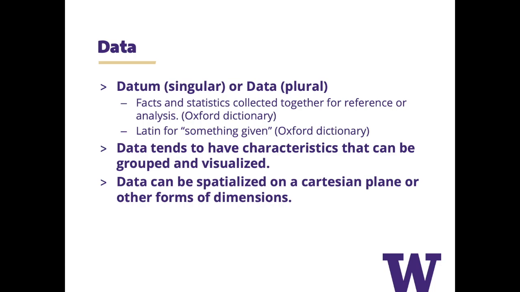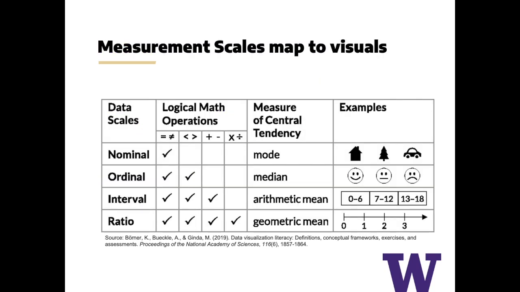Data tends to have characteristics that allow it to be grouped and visualized, and it can be spatialized on a plane, oftentimes a Cartesian plane with XY coordinates. But you can also translate these to globes or pie charts and things like that, which change the way the plane is viewed.